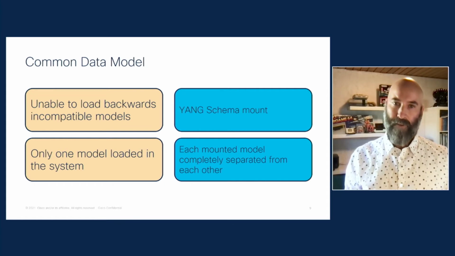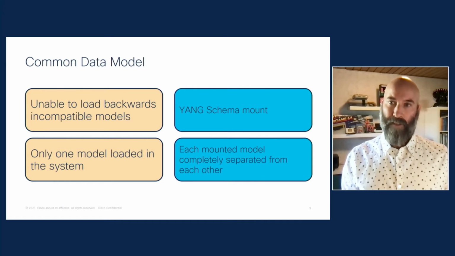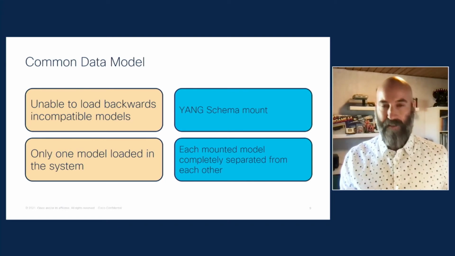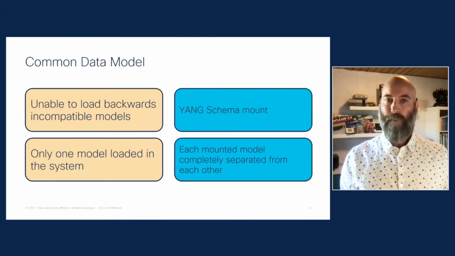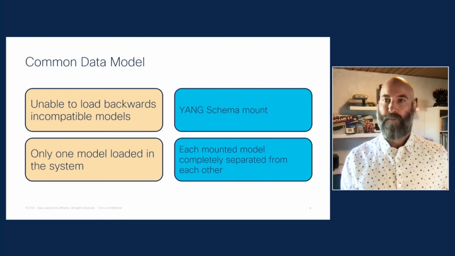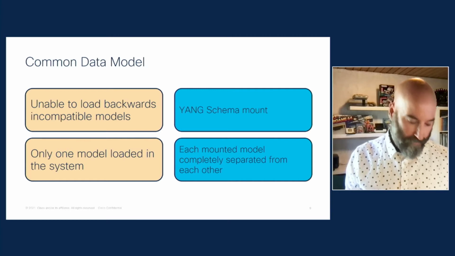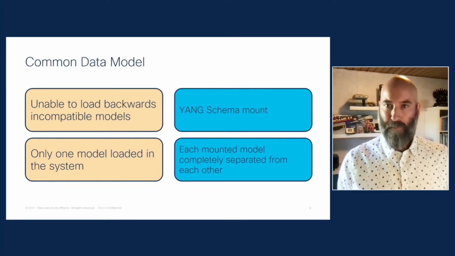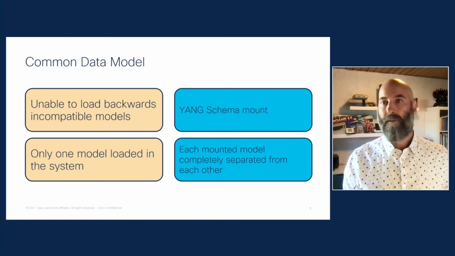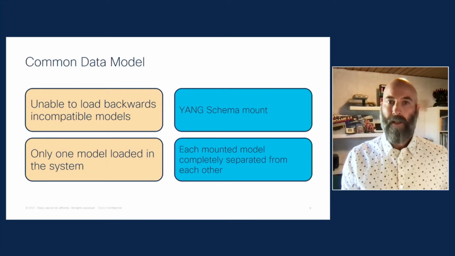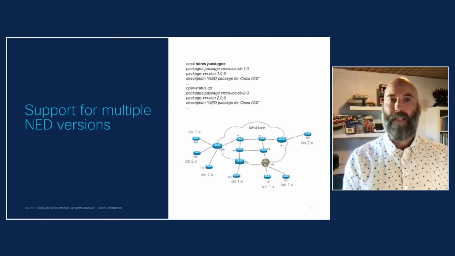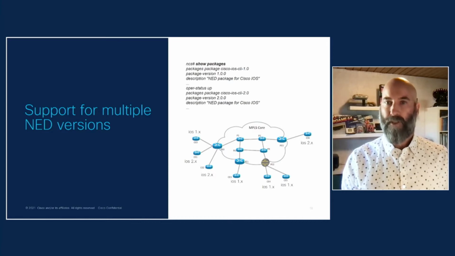So YANG schema mount is described in its own RFC. It's RFC 8528, and that puts each model mounted completely separated from each other, so that we can have multiple versions of the same model in the system. I'm not going to go too deep into this, but this will explain why we could make this enhancement in LSA, and it also explains why we now can have multiple NEDs of different versions in the system, which is also something that some customers have asked for.